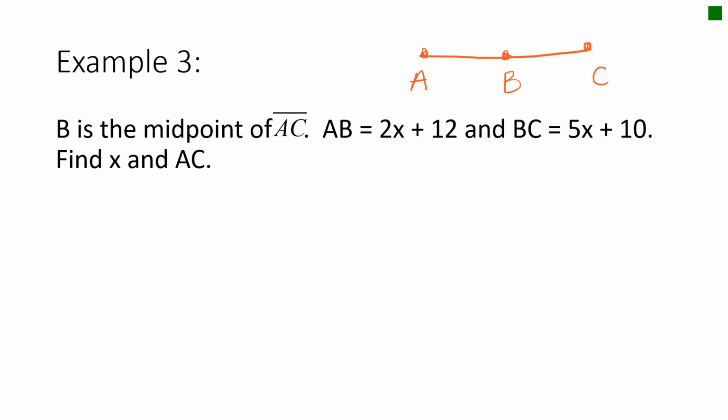That means that both sides of my segment should be the same. And how do we mark that? We should mark that with a slash. So I know that those two are congruent. So AB has to equal BC. Okay, so AB equals BC.